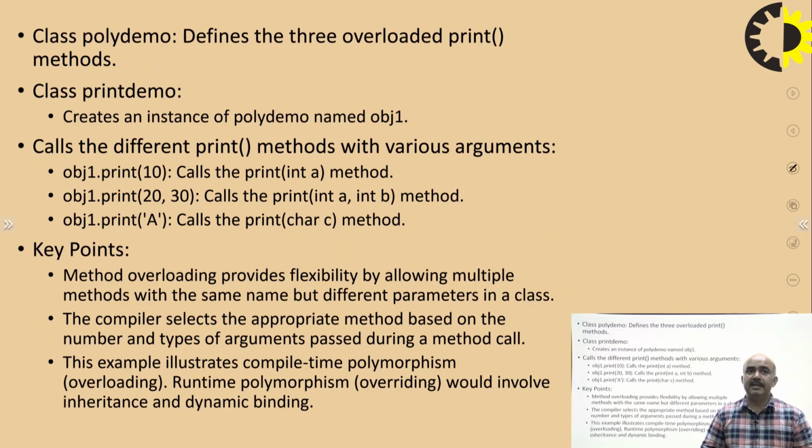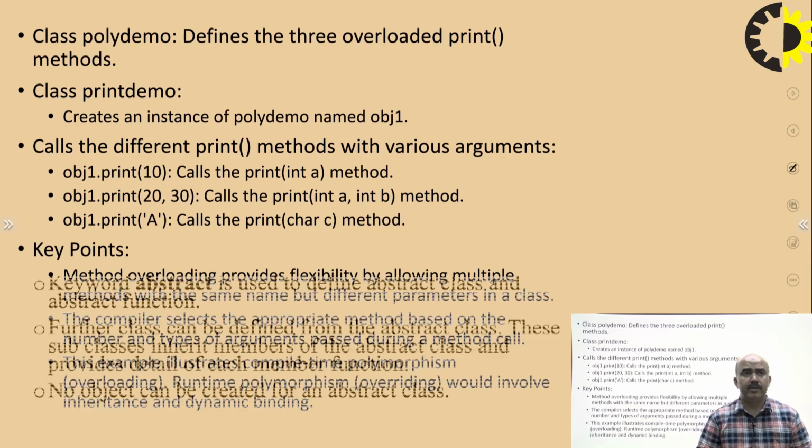So this is an explanation. We have defined the class with three overloaded print methods, PrintDemo, and we call the different print methods for the various arguments. The objects print with a single parameter, two parameters and a character parameter. Here we perform method overloading, which is resolved at compile time. However, overriding, which is done at runtime polymorphism, we will discuss later on.